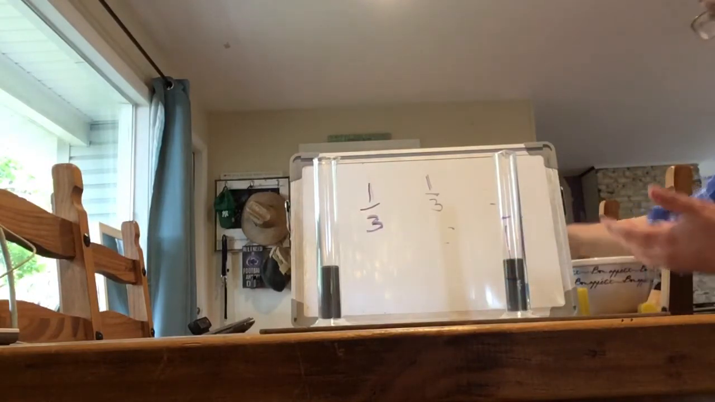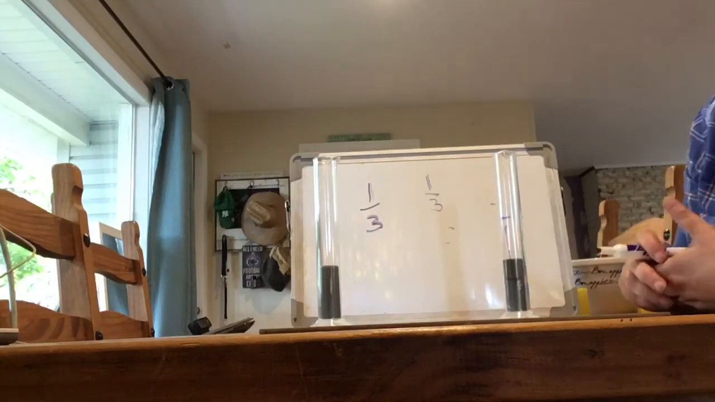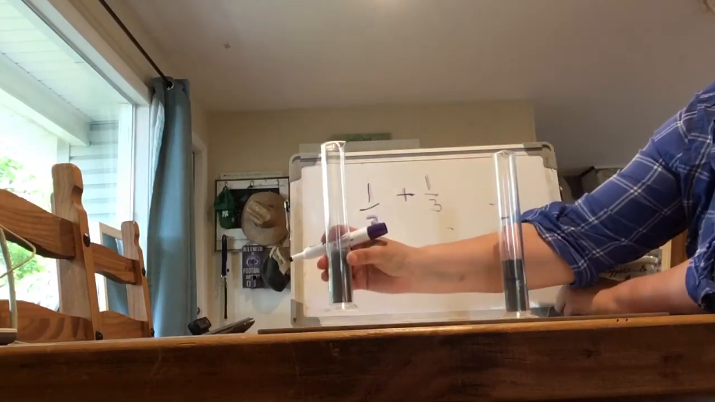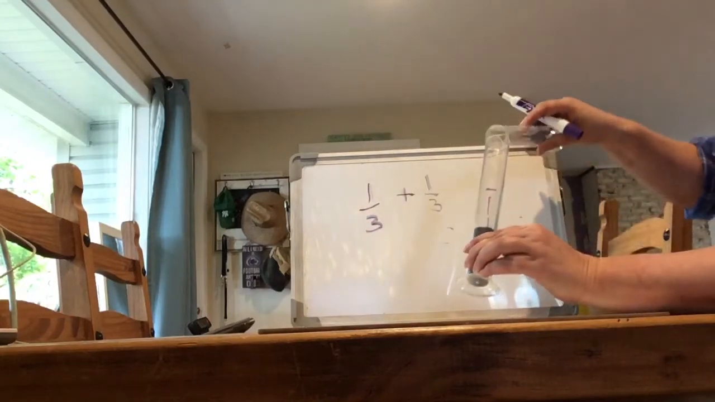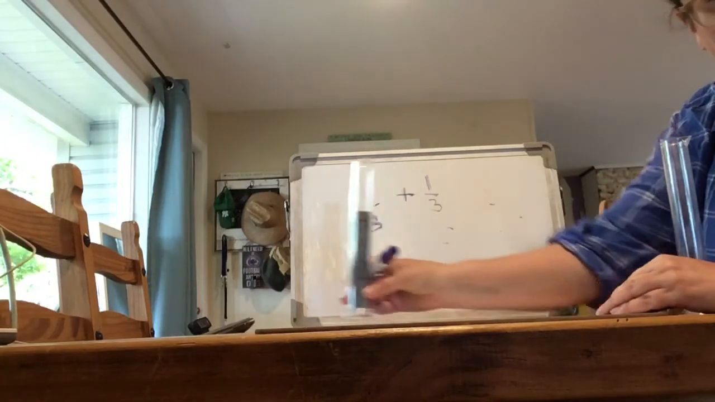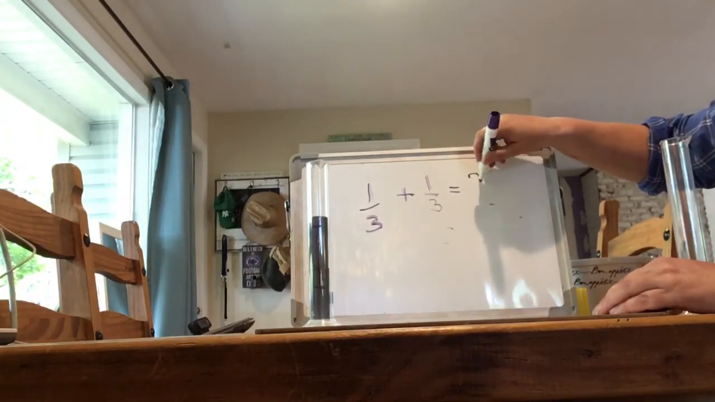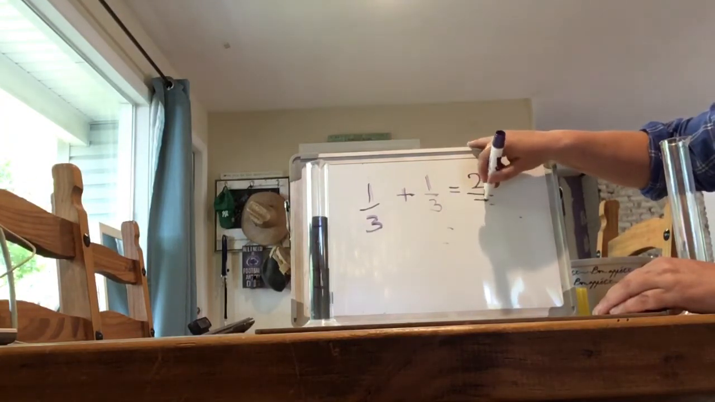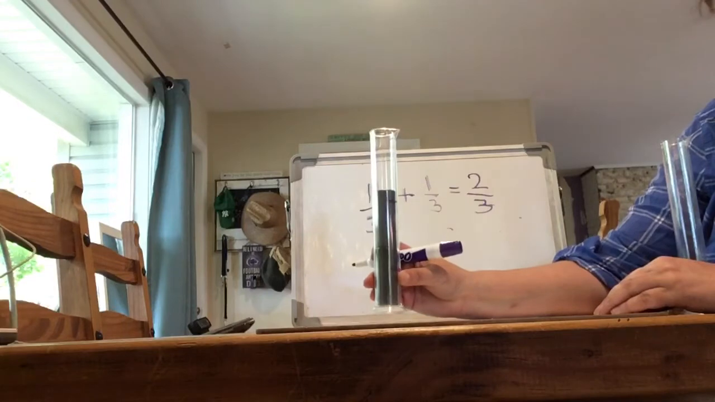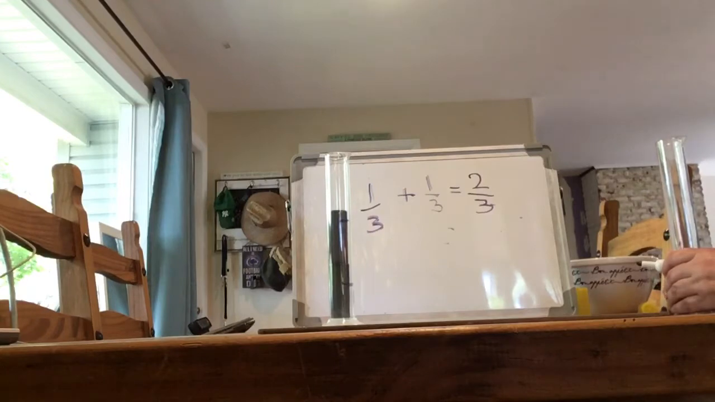I can decide, do I want to compare these with subtraction or do I want to add them together? I'm going to add them together. So I know 1/3 of a beaker plus 1/3 of a beaker, if I put together, would equal how many? You're right. It would equal 2 of the possible 3 parts. So this is not a full beaker. This beaker is filled 2/3. Wonderful.